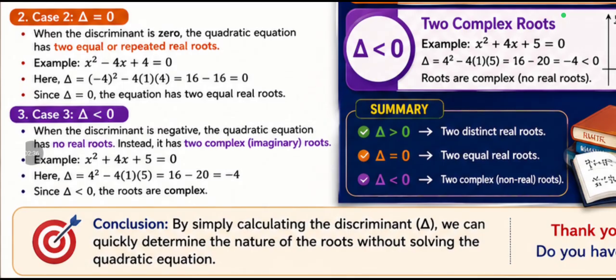Okay. Now the case 3. When delta is less than 0, when the discriminant is negative, that means less than 0, the quadratic equation has no real roots. Instead, it has two complex roots. Complex numbers means imaginary numbers. Here is an example, x square plus 4x plus 5 equals to 0. Here delta equals to again b square minus 4ac. That implies 4 square minus 4 into 1 into 5. That equals to 16 minus 20 equals to minus 4. Since delta is less than 0, the roots are complex numbers.